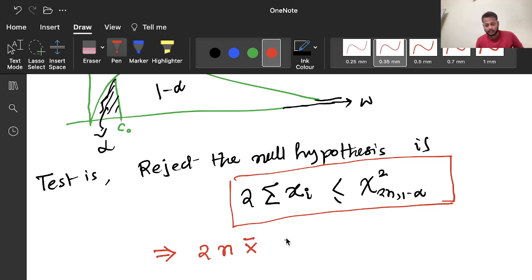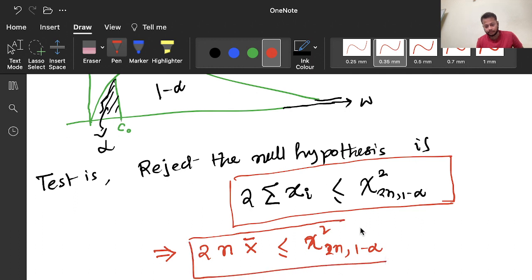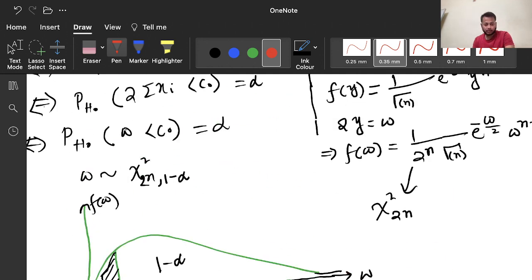If it is less than chi-square 2n, 1 minus alpha, we will reject the null hypothesis. Let's see conceptually whether it makes sense or not.